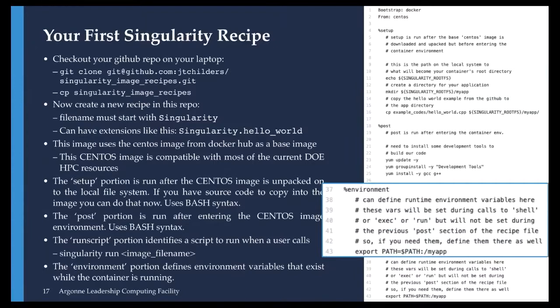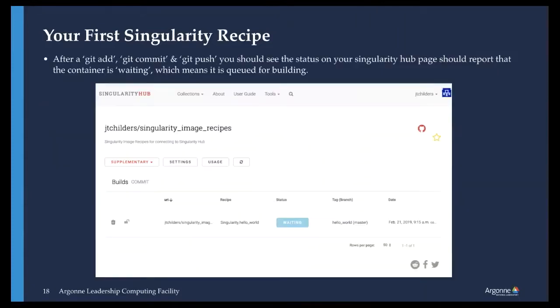So you can also add an environment piece to your recipe. You don't have to. All of these pieces are optional. And environment really defines environment variables that will exist whenever you use the singularity run command or the singularity exec command. And so in this case, I'm just adding my application path to the PATH environment variable so that the application would be found by default, even though in my runscript I specify the path explicitly.